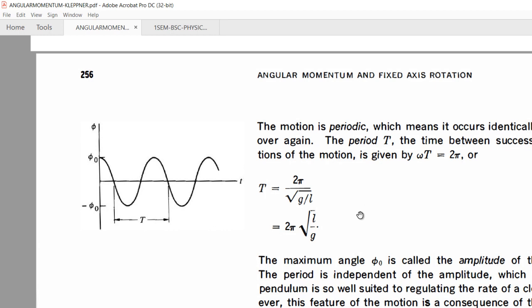So this detail will be coming in the next sections.